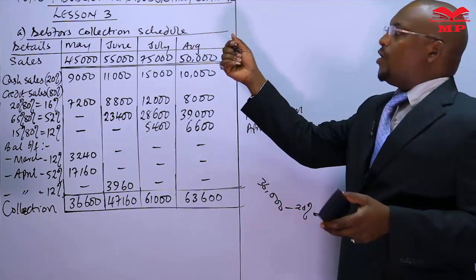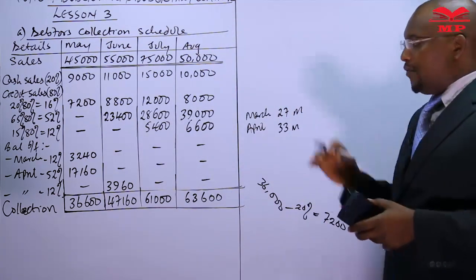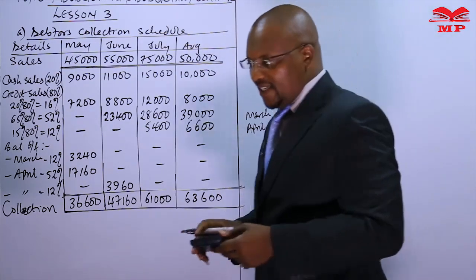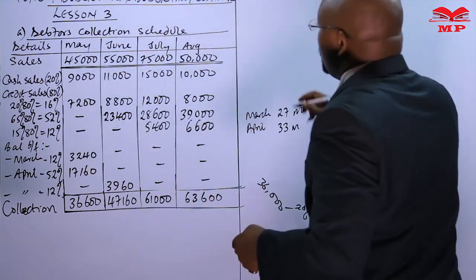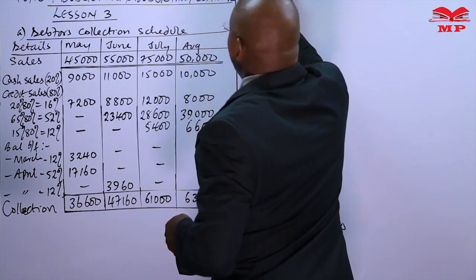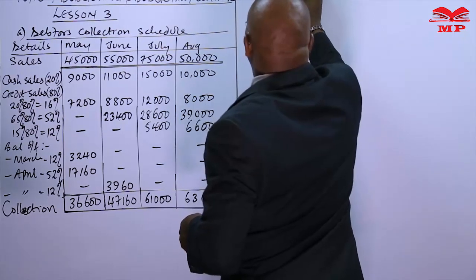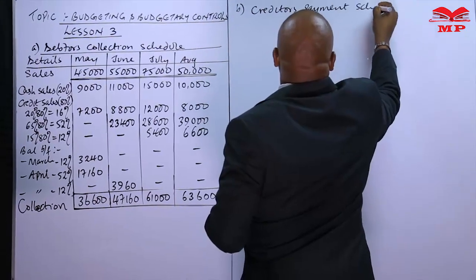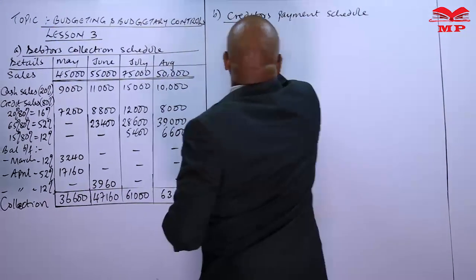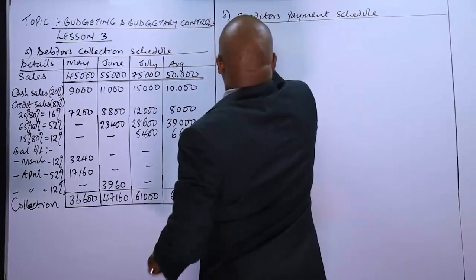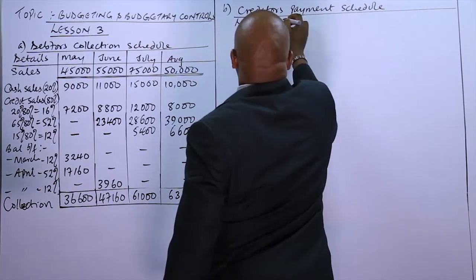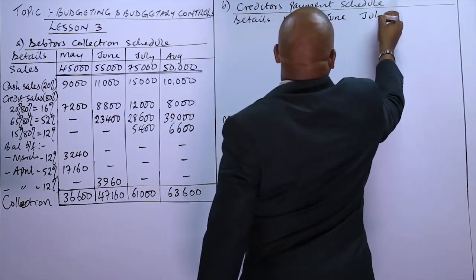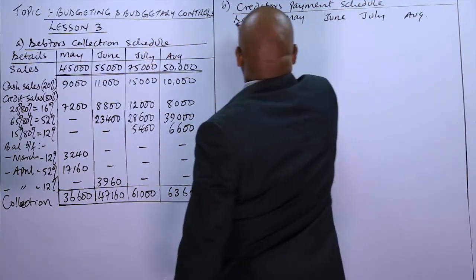And that's why you call it the debtors collection schedule. So how we are collecting money from the debtors. And that is it as far as the Part A debtors collection schedule is concerned. Then you go to Part B. Part B is actually creditors payment schedule. So we have the details. We have May, June, July, and we have August.